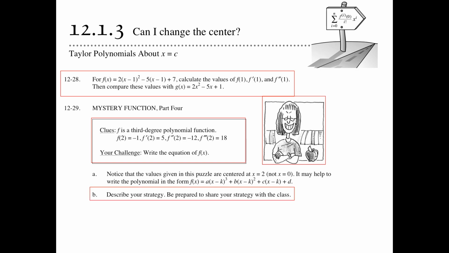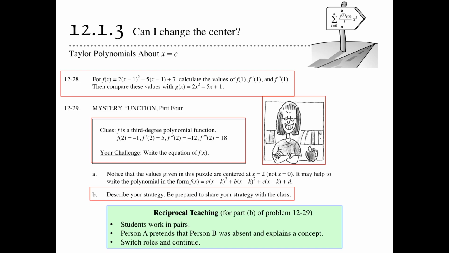Part B says to describe your strategy and be prepared to share it with the class. This can be done with reciprocal teaching, where you pair up students from different teams and then they take turns with their partner explaining what they did, teaching the other student as though that student was absent during that lesson.